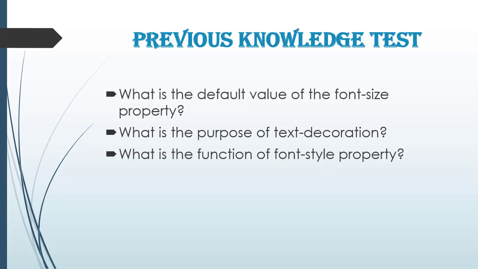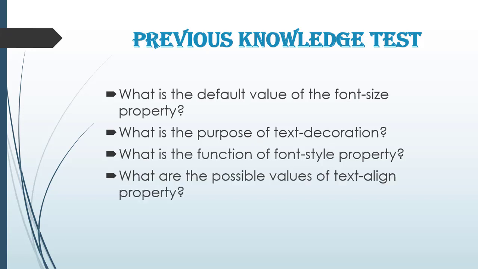What is the function of font style property? Students, font style property specifies the style of the font. Its values are normal, italic and oblique. What are the possible values of text align property? Students, text align property is used to align the text in a specific position. Its possible values are left, right, center and justify.